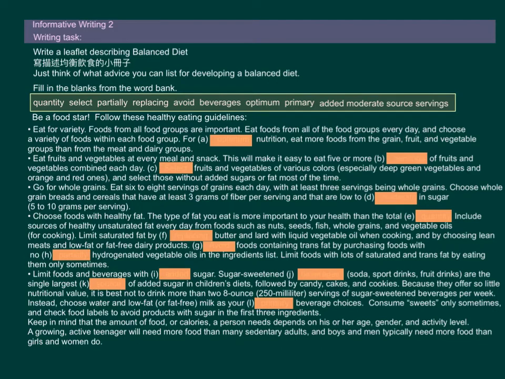Informative Writing Part 2. 上一堂我哋提過 Informative Writing and Vocabulary on Health and Healthy Diet。今堂我哋繼續教 Writing Task。Write a leaflet describing balanced diet。寫描述均衡飲食嘅小冊子。Just think of what advice you can list for developing a balanced diet.